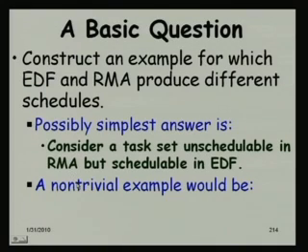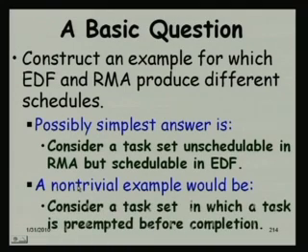But suppose we say, give us an example where the task set is schedulable under both RMA and EDF, but the schedules are different. In that case, we have to consider the task set in which a task is preempted before completion. Possibly the example that we were just seeing, the 3 tasks where the task T3 was getting preempted before it could complete, as another task arises and preempts it. That is the situation where these two will produce different schedules. Please think about why.